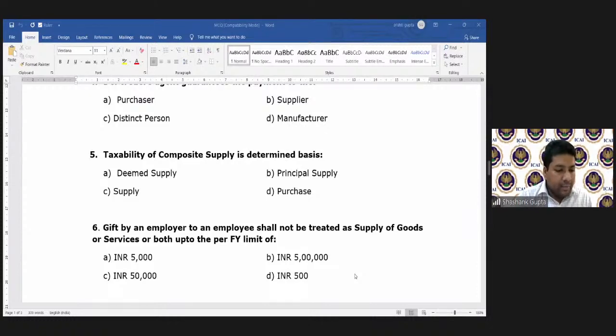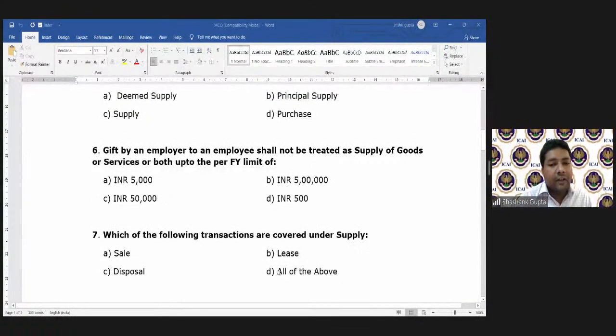Good, Uma. Good, Kamal. Good, Sanjay. Good, Aditi. Good, Abhishek. Good, Neeraj. Good, Shivani. Good, Rahul. Good, Shami. Very good. The correct answer is C, INR 50,000.